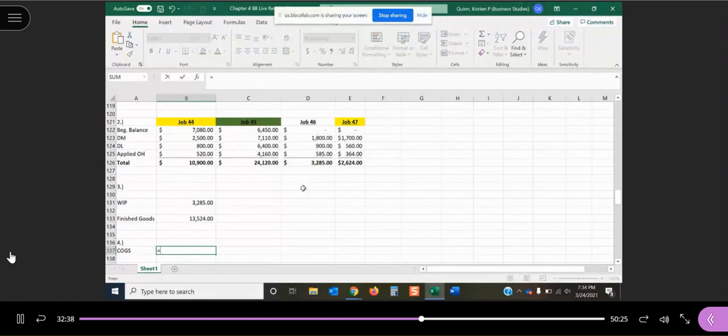And cost of goods sold. Cost of goods sold represents any job that I've completed and sold to the customer. How much did it cost me to complete that job? The only job I sold was job 45. So we're at $24,120 for our cost of goods sold.